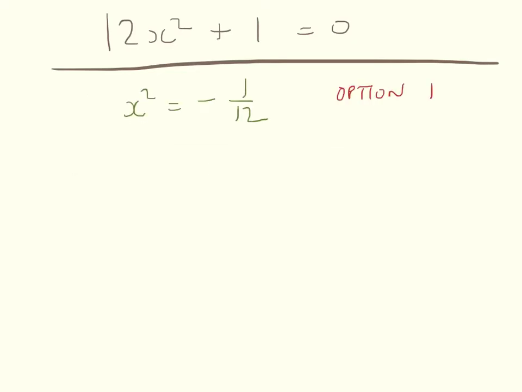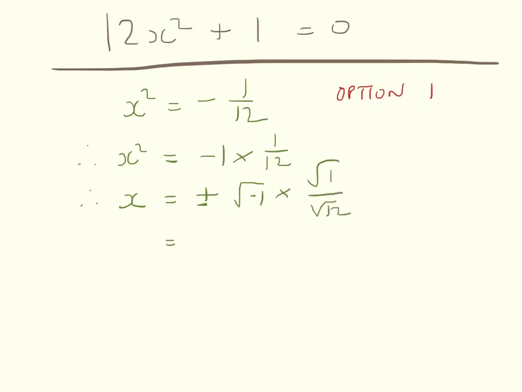The first way of taking the square root of both sides is to think of it as minus 1 times 1 over 12. Then if you take the square root, we're going to get plus or minus for square roots, square root of minus 1 times square root of 1 over the square root of 12. That equals plus or minus i times 1 over 2 root 3.